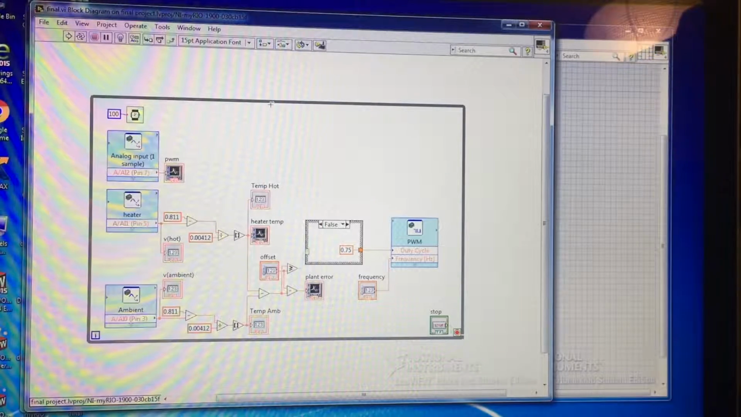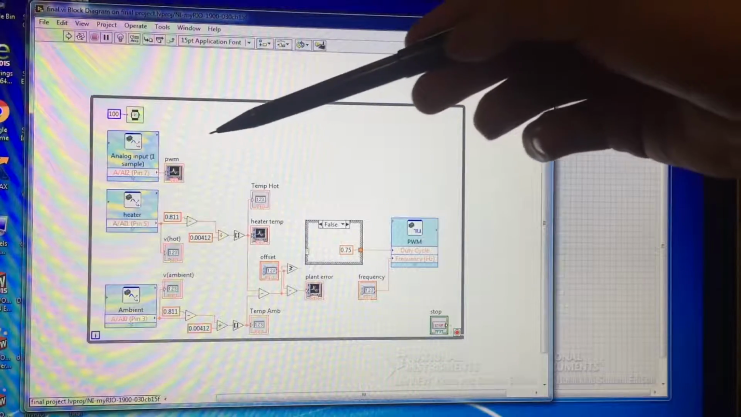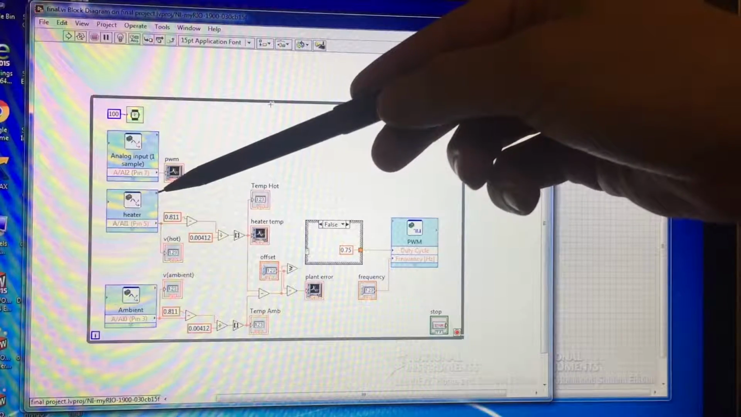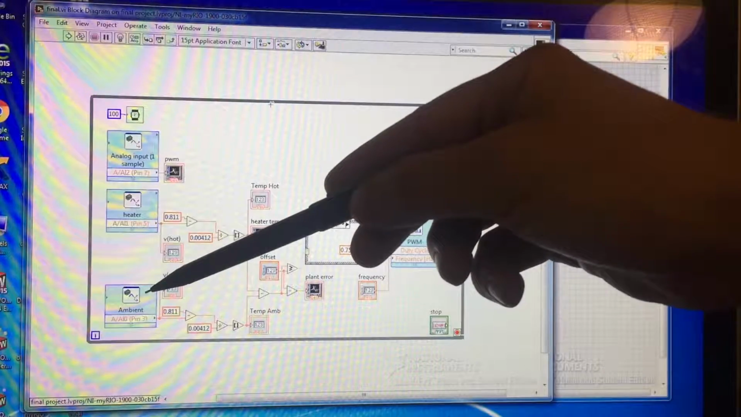Alright, here is our block diagram for the final demonstration. We'll talk about our inputs here. This input is from our heater sensor. The analog voltage comes in, and this one is for our ambient temperature.